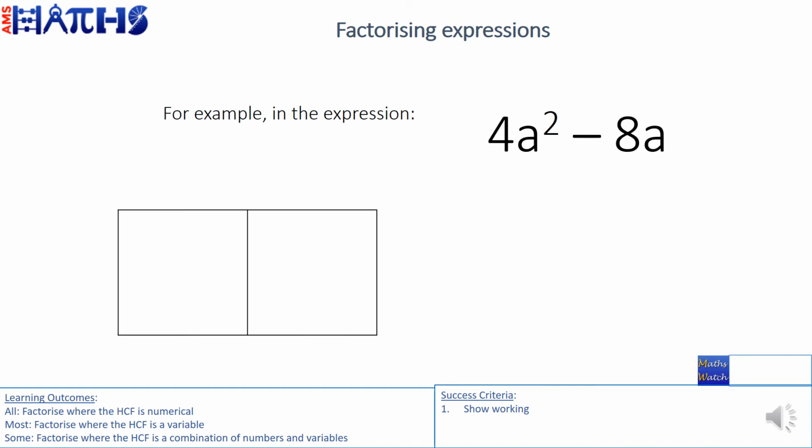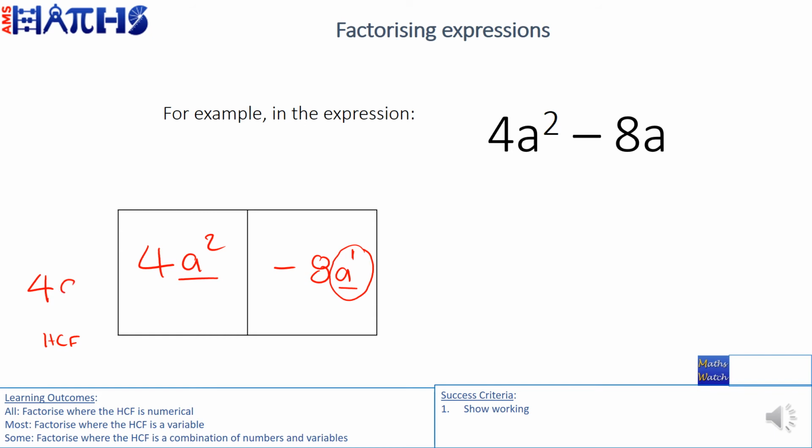Now for a final example on factorizing our expressions, we have 4a squared minus 8a, so those will go into their respective boxes. We have 4 and minus 8, so we need to find the highest common factor for that, and that's going to be 4. Then a squared and a have a in common, and we have to pick the a with a smaller power, and a is a to the 1. So that is the a that we're going to make our highest common factor.